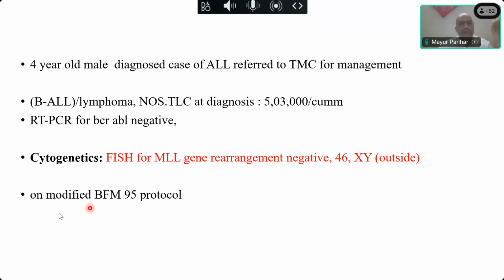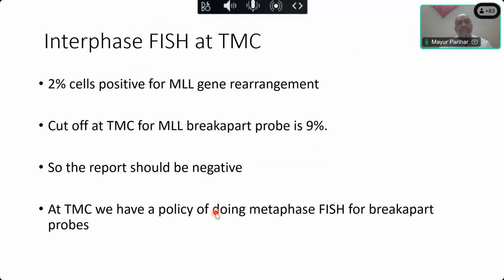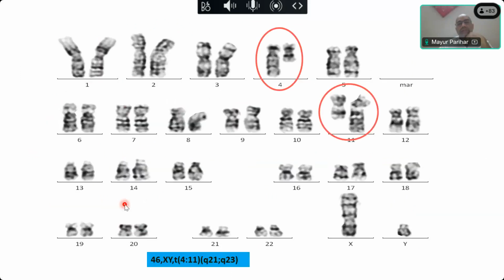So this was a 4-year-old with ALL. Outside cytogenetics was negative. He had received some amount of treatment. Now, when we do FISH, we have cutoffs. So for our MLL, the cutoff was 9%. So we got 2% cells positive, right? However, since we also karyotype at Tata Medical Center, in this patient we got a 4;11 translocation, which is a high risk abnormality. And then this patient was put on high risk treatment.